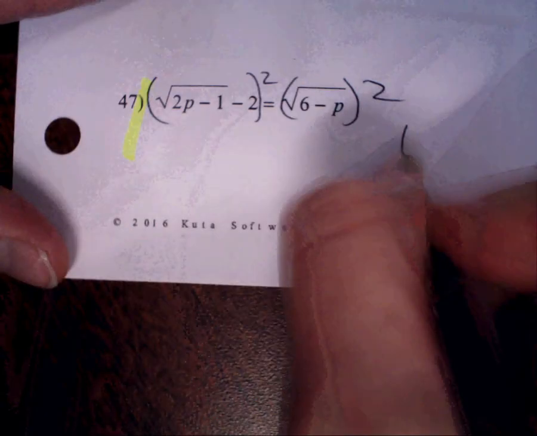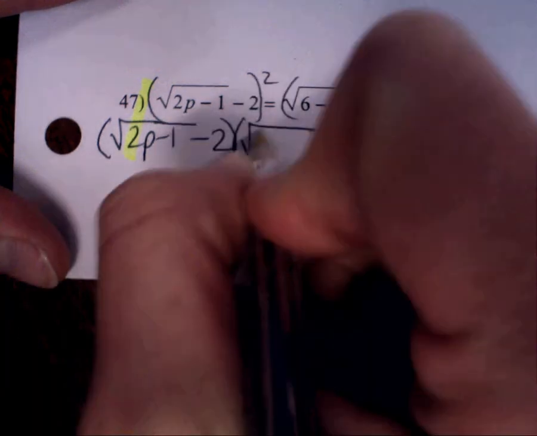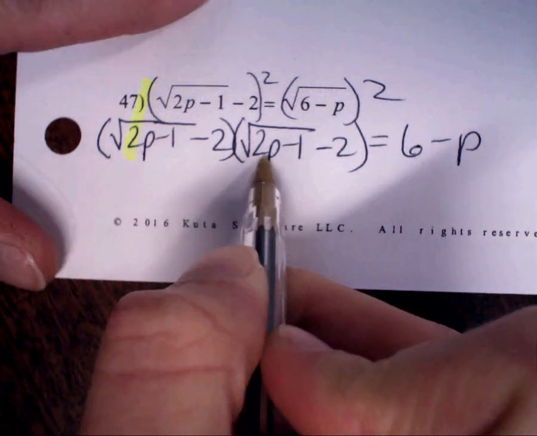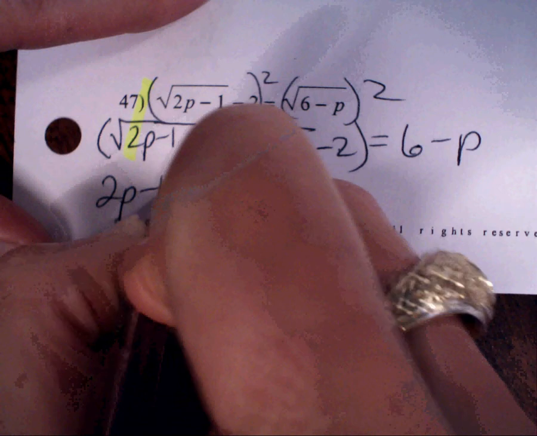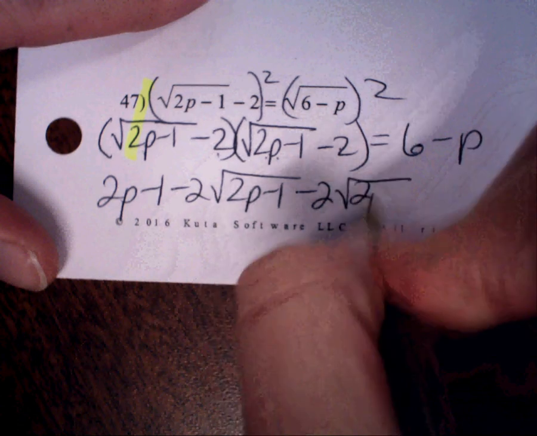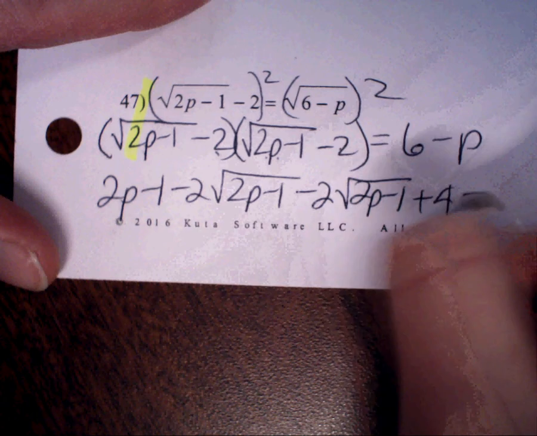This side is going to be much more than just squaring. What am I talking about? Alright, so square root times square root gets to come out. Square root times negative 2 square root of 2p minus 1. Multiply those, negative 2 square root of 2p minus 1. Then negative 2 times negative 2 plus 4. I'm running out of room.